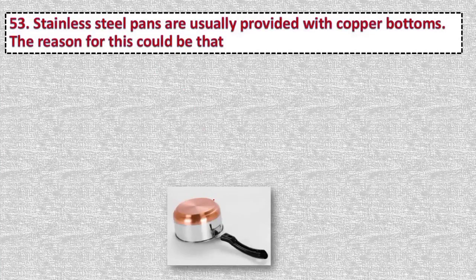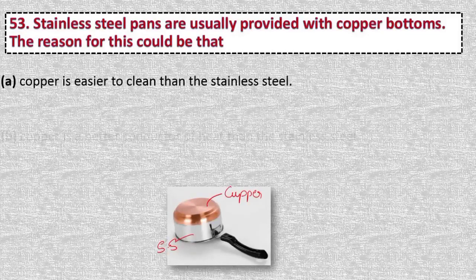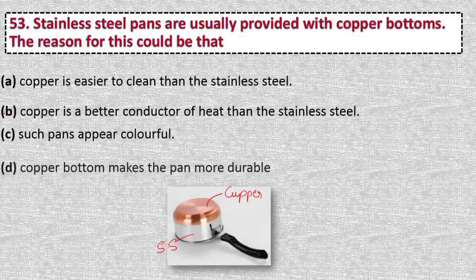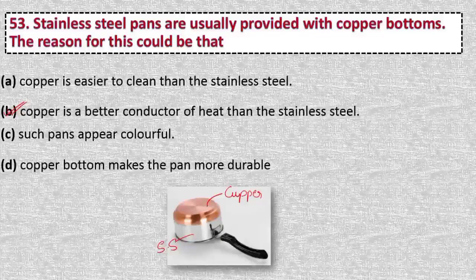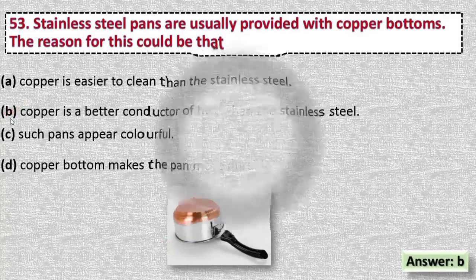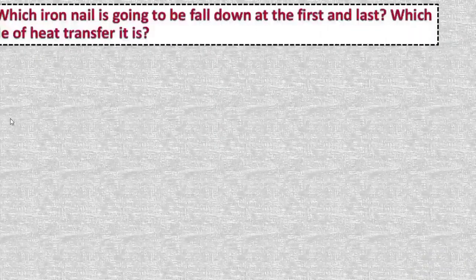Stainless steel pans are usually provided with copper bottoms. The reason for this is, see here in that vessel, the bottom of this vessel is made of copper and the top is made of stainless steel. The reason behind that is copper is a better conductor of heat than stainless steel. Therefore, the correct answer is option B for this question. Copper is a better conductor of heat than stainless steel.